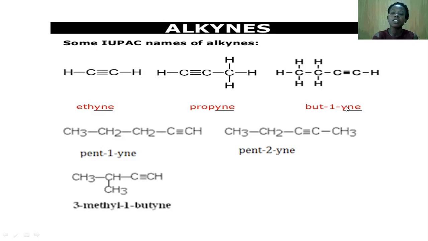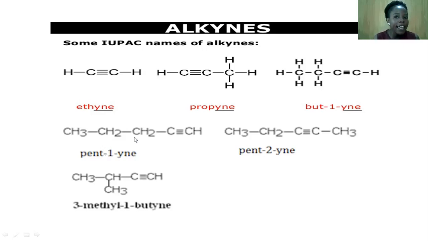Then next one, you have but-1-yne. Why? Because the triple bond is on carbon 1, so we are counting from the right to left. So we have 1, 2, 3, 4. 4 carbon is but, and we have 1 yne. Then look at this example. We have pent-1-yne. Why? How many carbon atoms do you have? You have 1, 2, 3, 4, 5 carbon atoms, so it's pent, and the triple bond is on carbon 1, so you call it pent-1-yne.